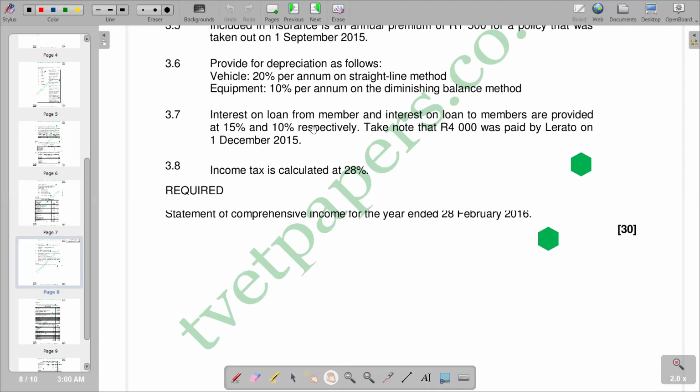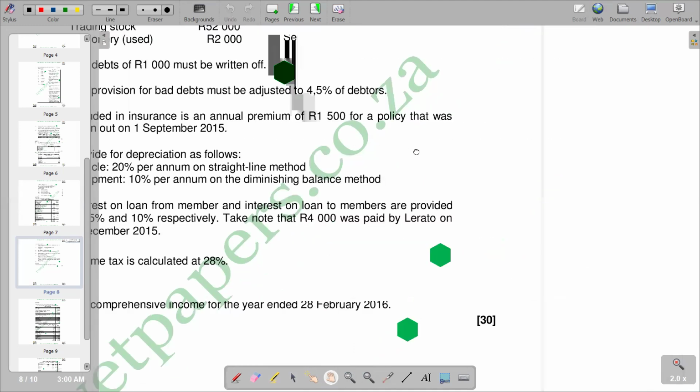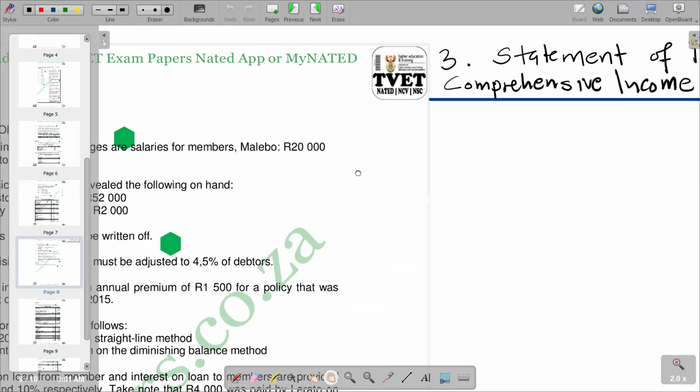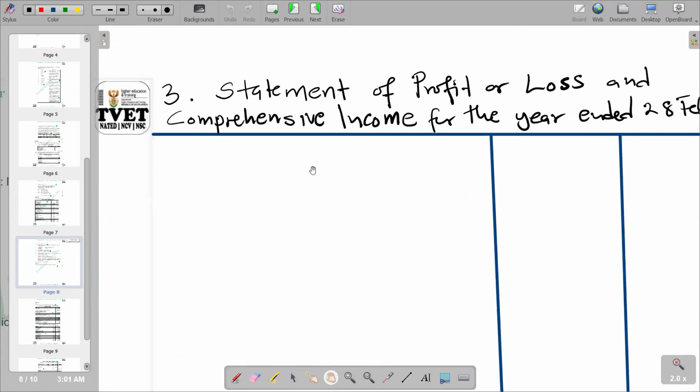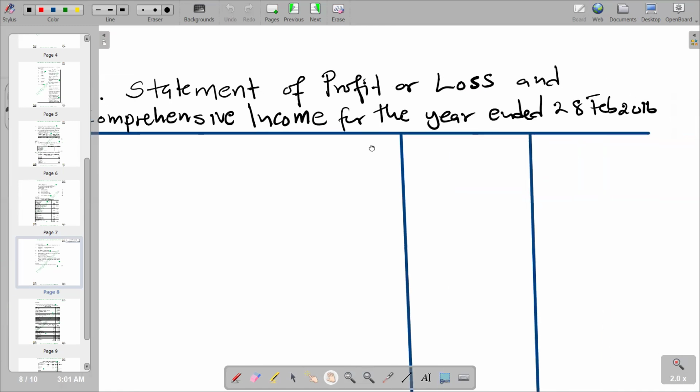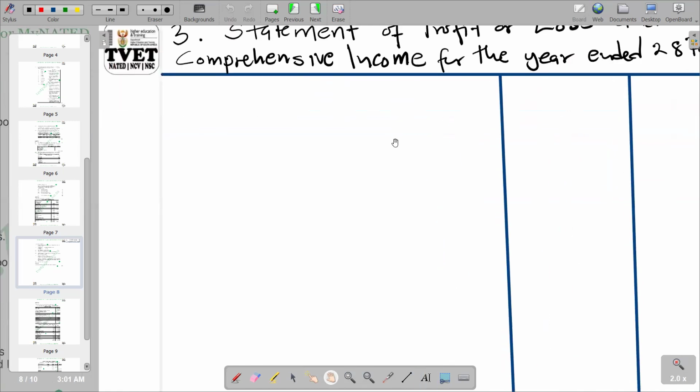So we go to our other section. We will try to see what we have in terms of the presentation of this statement of comprehensive income. So we have the statement of profit or loss and comprehensive income for the year ended 28 February 2016. Obviously in this statement we are going to start with the figure for our sales, and then I will try to find out what figures we have in terms of sales.